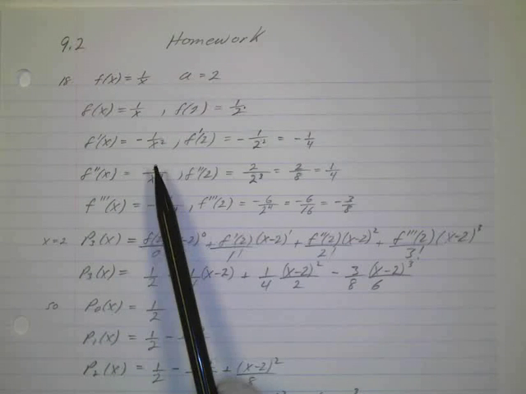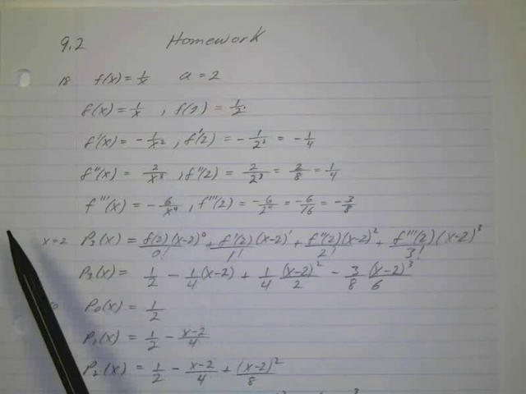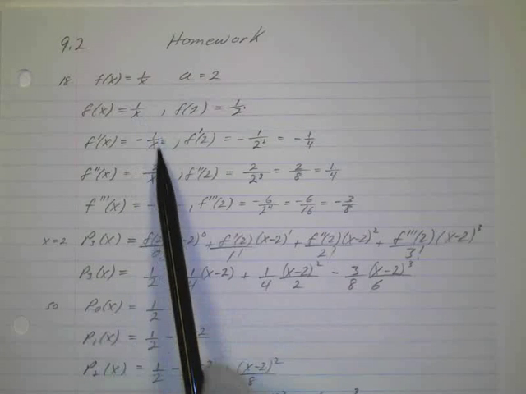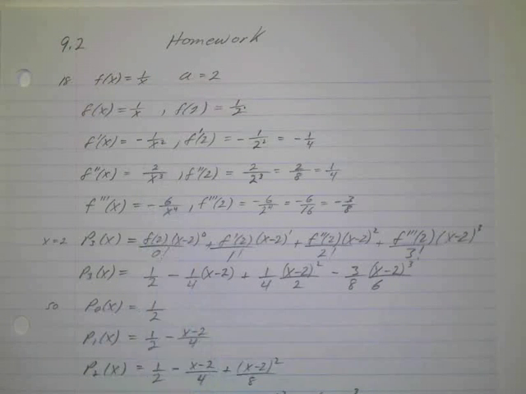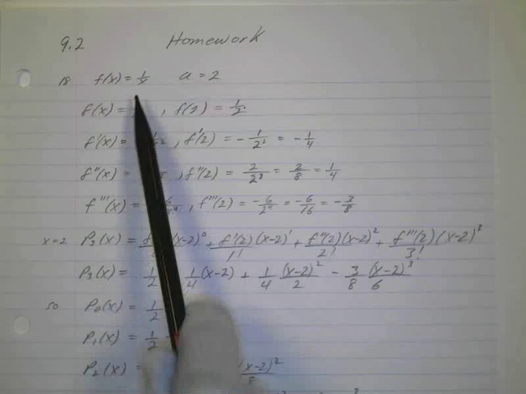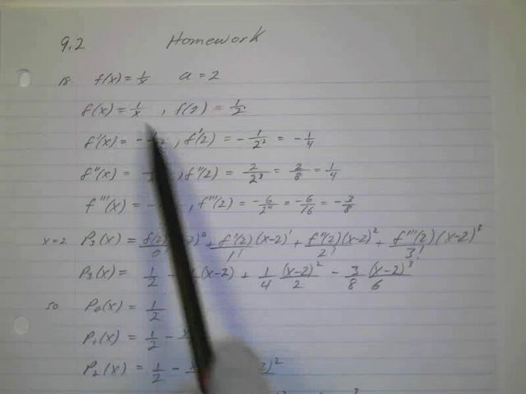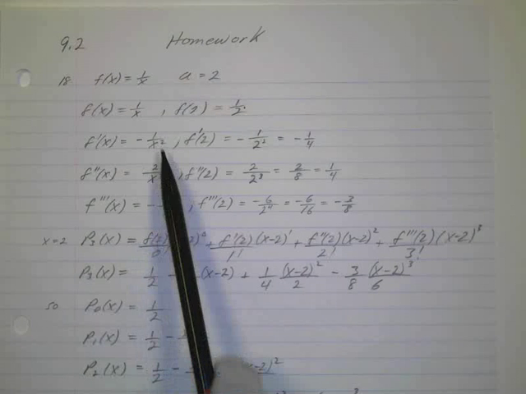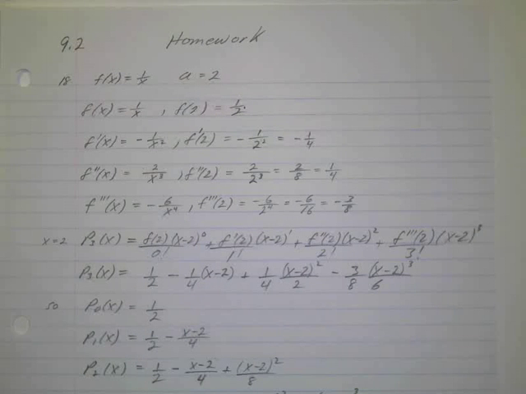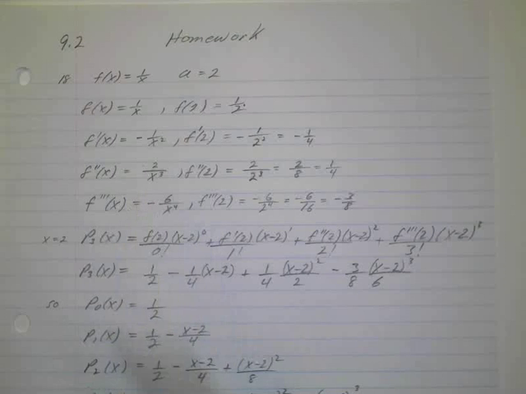F double prime of x is 2 over x cubed. And remember, I gave you earlier, and I made a note of this, that these 1 over x's keep generating like this. The tops are actually 0 factorial, 1 factorial, 2 factorial, 3 factorial. We alternate the signs and keep adding one to the exponent in the denominator. That came in handy, especially in this problem.